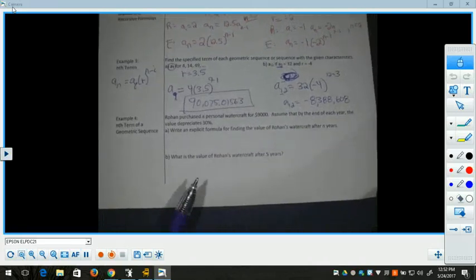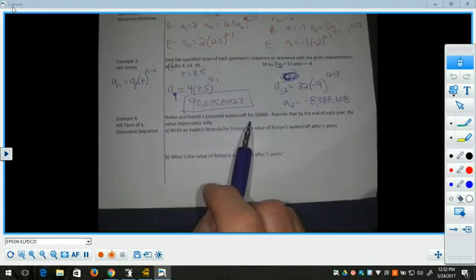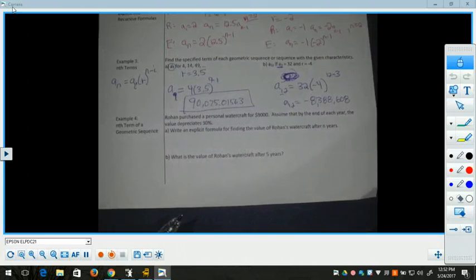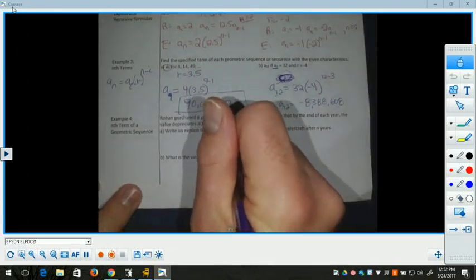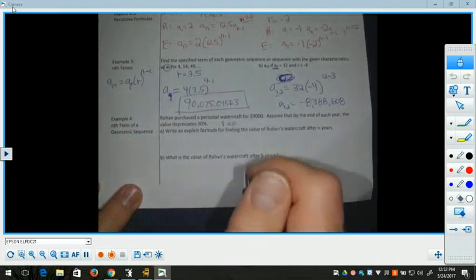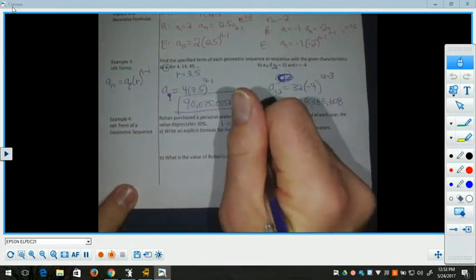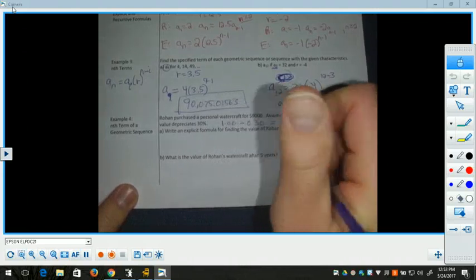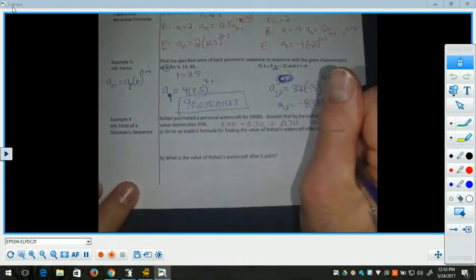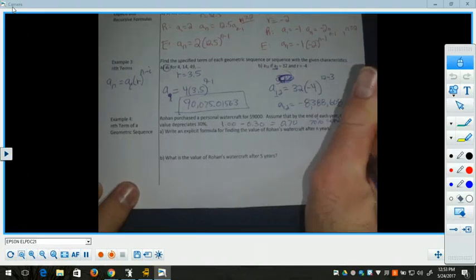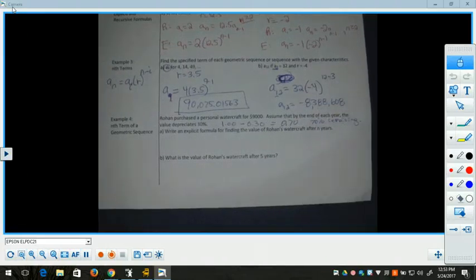Example 4. Rohan purchased a personal watercraft for $9,000. Assume that by the end of the year, the value depreciates 30%. So that means it was 100%, 1.0, and we're taking away 30%, 0.30. So remaining is going to be 0.70, 70% remaining value, because it lost or depreciated by 30%.